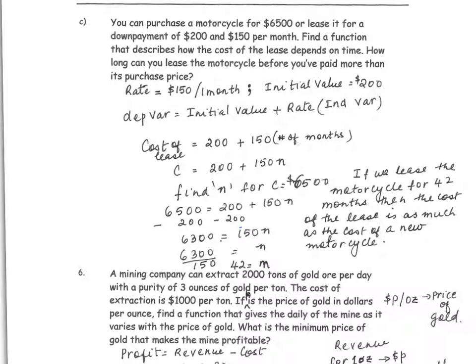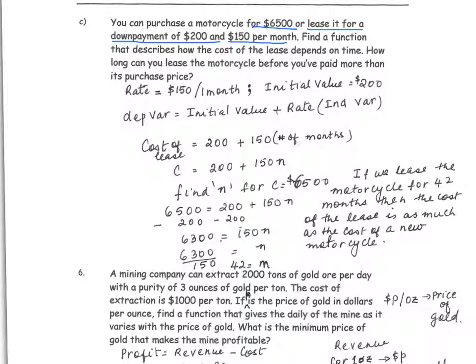You can purchase a motorcycle for $6,500, or you have the option of leasing it for a down payment of $200 plus an additional $150 per month. Find a function that describes how the cost of the lease depends on time. So clearly, the cost of the lease will depend on time. The longer you lease it for, the higher would be the bill that you would have to pay.